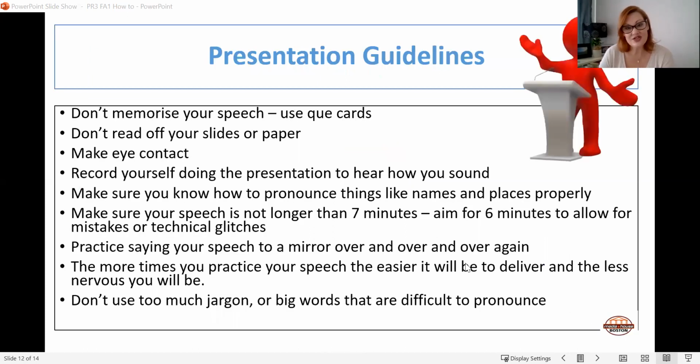Then also you now have to do a presentation online. You've got to look at the camera. You don't want to be looking over here at slides and not making eye contact with the person that you're presenting to.